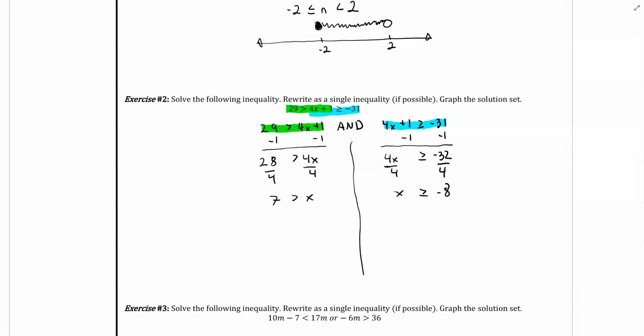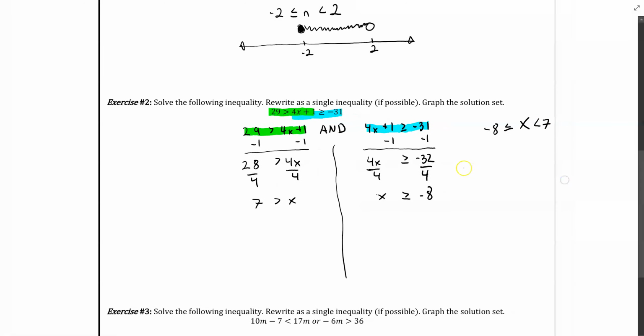Now, because this is an AND inequality, we can rewrite this as a single version. So we have x, and x is bigger than which number? Well, it's bigger than negative 8. And x is smaller than which number? Well, it's smaller than 7. So now that we have rewritten it as a single inequality, we can do a closed circle at negative 8. We'll do an open circle at 7. And then for the intersection, it's everything that's in between. And that takes care of exercise number 2. Moving on now.